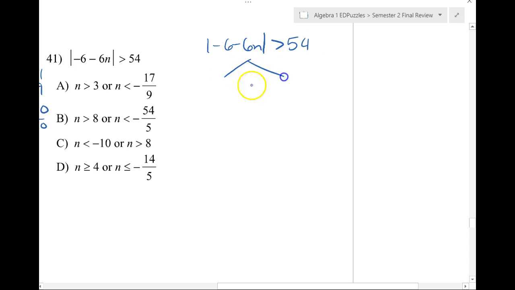Okay, so now let's split it. Negative 6 minus 6n greater than 54. And then the same thing, negative 6 minus 6n, except switch the sign, and now that number becomes negative. Alright, so now what we're going to do here is add 6 to both sides.